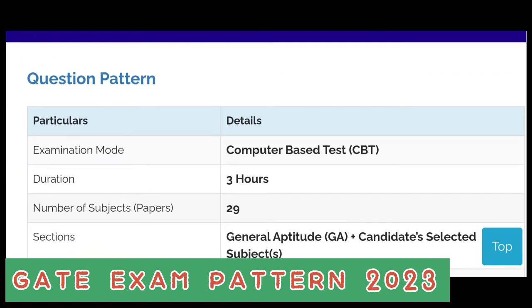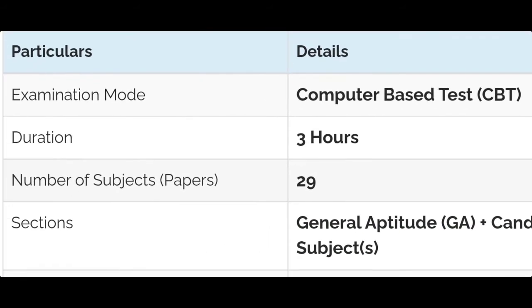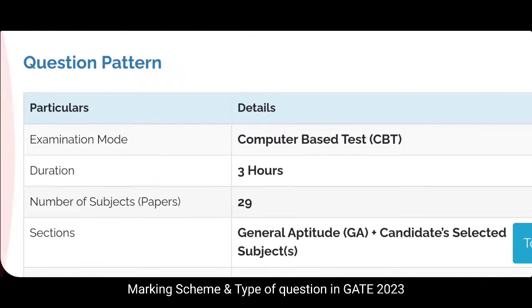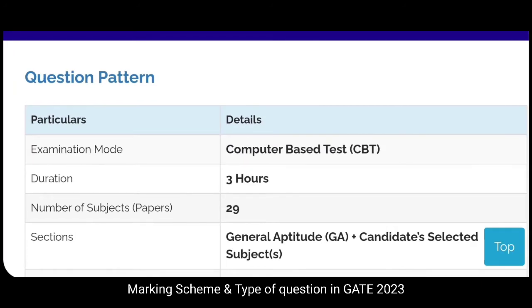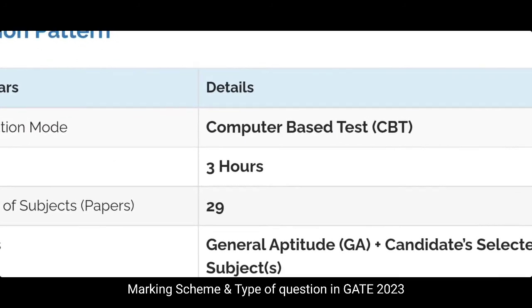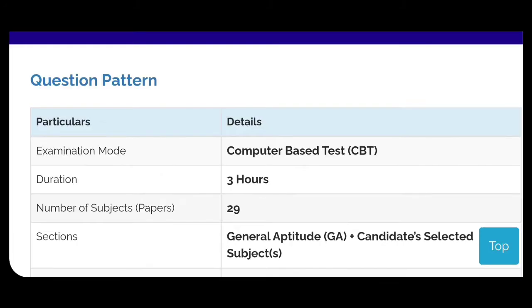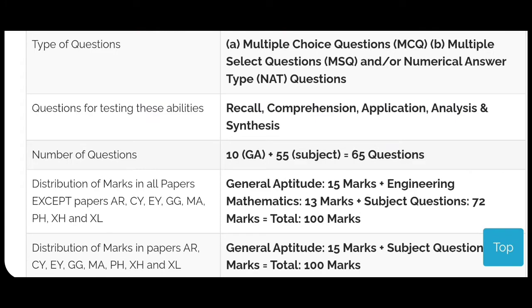So, first of all, the duration is 3 hours, and the number of subjects, you can call it stream, branch, anything, depending upon you. And there are two sections in this GATE examination, basically general aptitude, which is 15 marks, and the candidate selects a core subject like computer, mechanical, electrical, whichever is your branch. The next thing is, what are the types of questions?